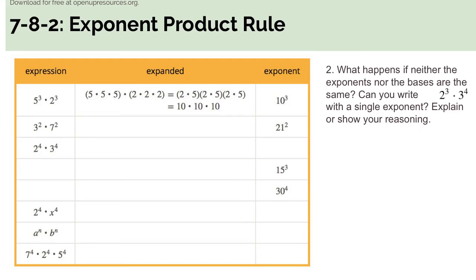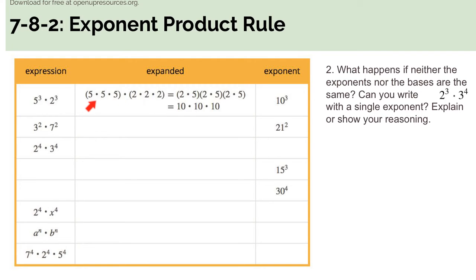We're going to expand on that coming up here. Okay, here we have another table that we've been using when we find all of our exponent rules. In this first one, you can see we started out with 5 to the third times 2 to the third, which is what we just saw. And if we expand that out, 5 times 5 times 5, that's our 5 to the third, times 2 times 2 times 2, that's our 2 to the third.